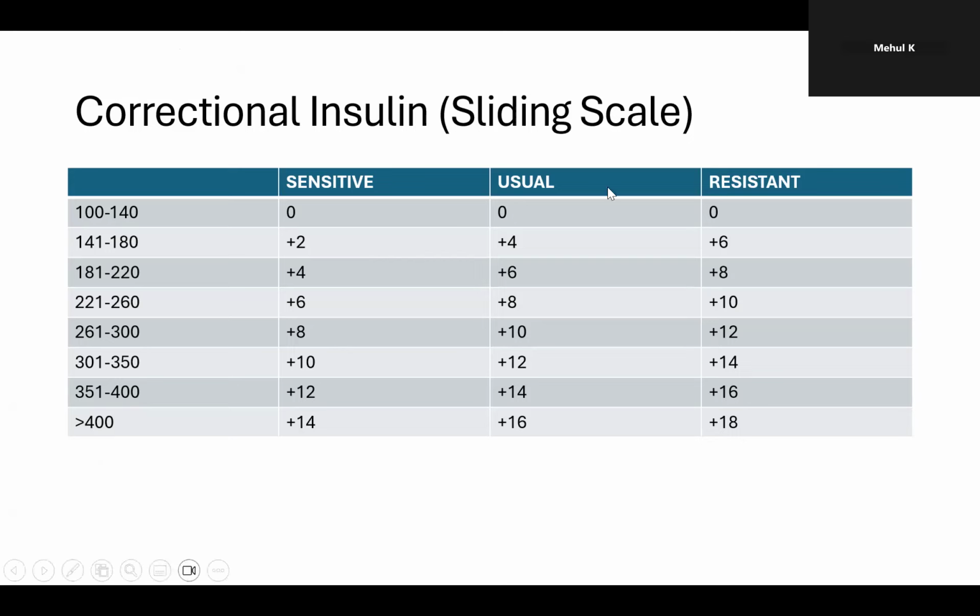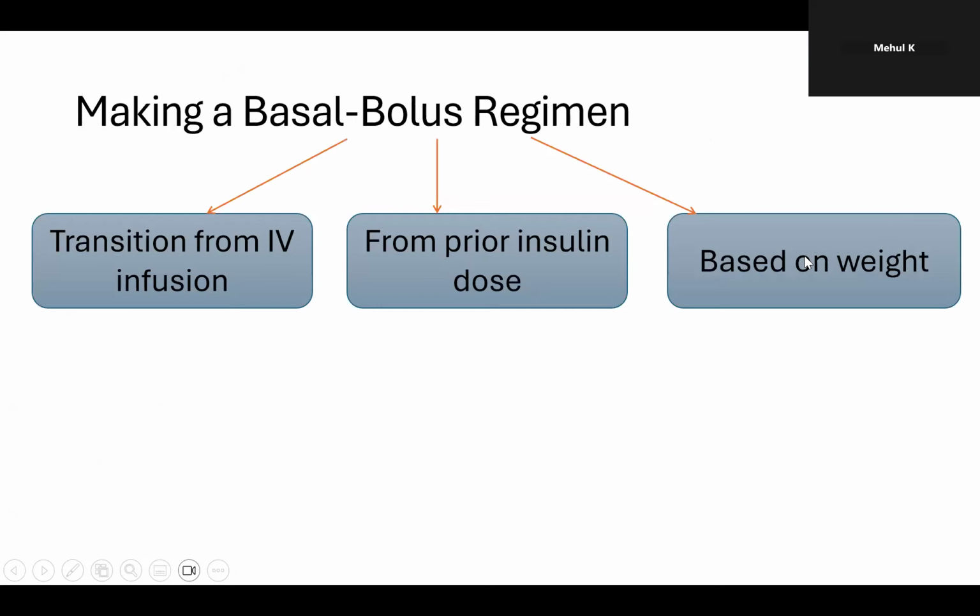This is for sensitive. So usual patients eat a little bit more than that. The whole scale increases by around plus 2 compared to the sensitive scale, and for the resistant patient, the whole scale increases by plus 2 compared to the usual scale. So this is the basic fundamentals of how sliding scale works, and you will understand why people actually misunderstand this, because they think that one scale will work for all patients, which is not true. Different scales will have to be used for different kinds of patients. So I hope this is clear.